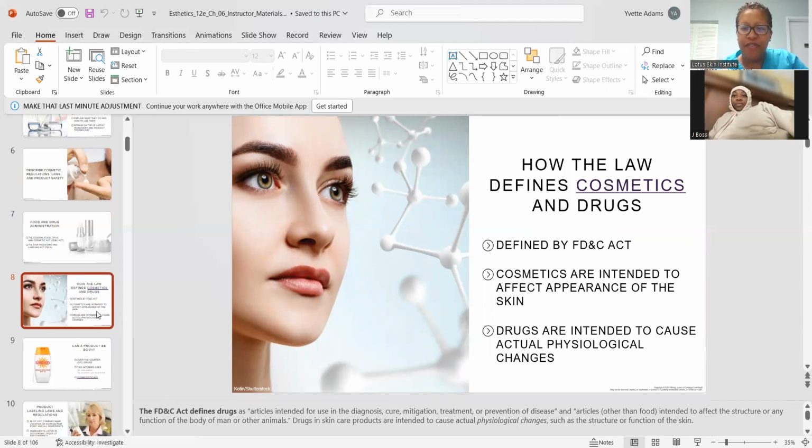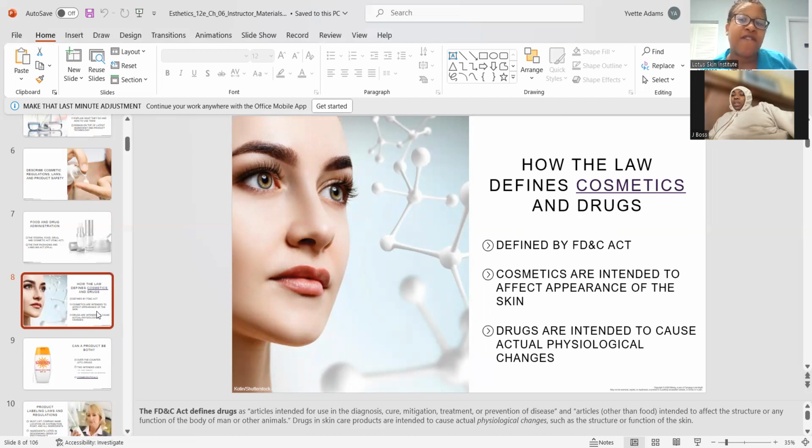Cosmetics are intended to affect the appearance of skin by definition. Drugs are intended to cause physiological changes. What does physiological mean? Like mentally? Mental? Like your physical appearance? It could affect the physical appearance.